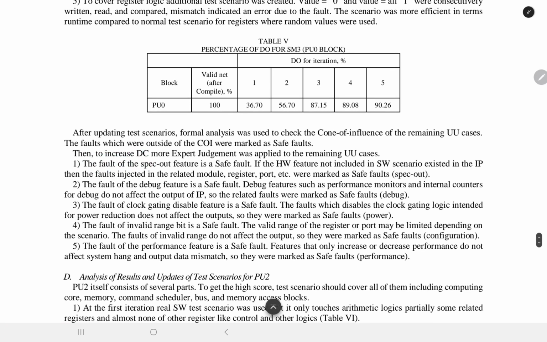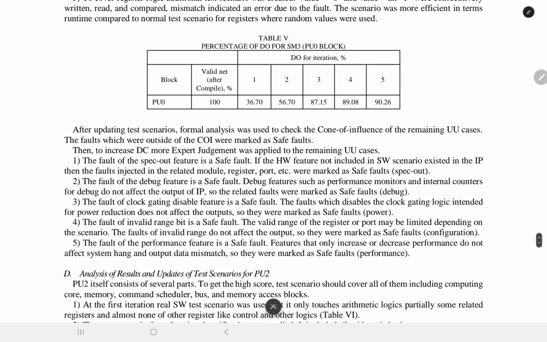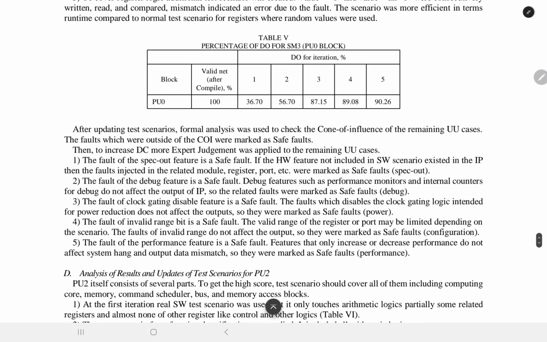First, the fault of the spec-out feature is a safety fault. The hardware features not included in the software scenarios were ejected in the IP, then the faults injected in the related modules, registers, ports, etc. were marked as safety faults. Spec out.